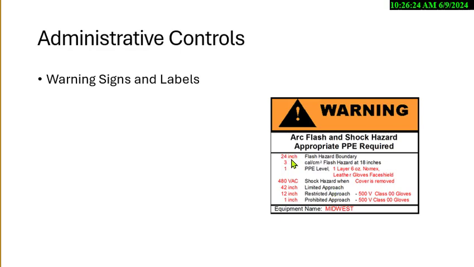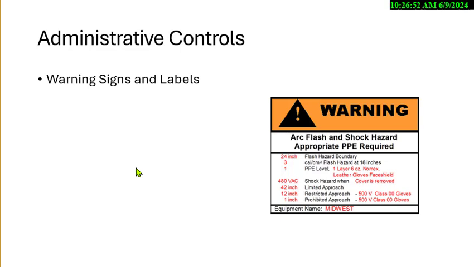The flash can go 24 inches from the panel box. And you're going to have to wear Category 1 PPE. And they're going to talk about wearing the gloves for shock hazards and everything else. That's just administrative controls. People are like, well, signs are not really administrative. Well, it is. It's not any of the other three. It's not PPE. It's not substitution, engineering control. It's just administrative control to warn people.